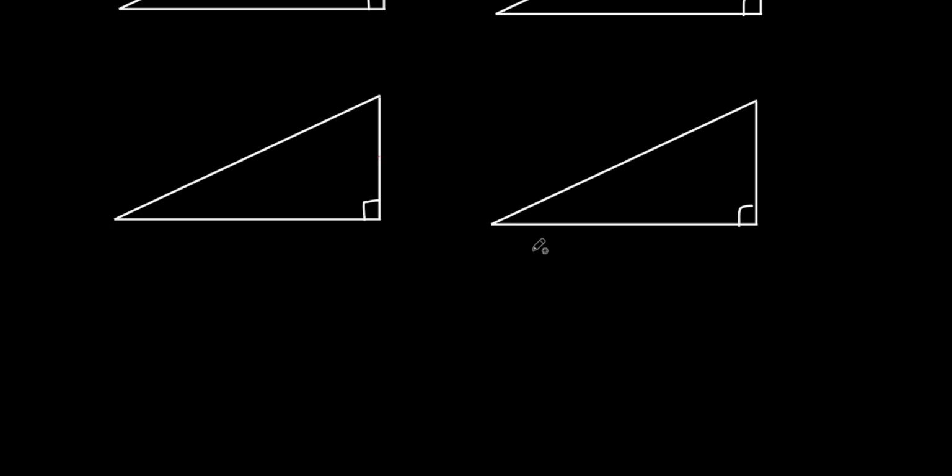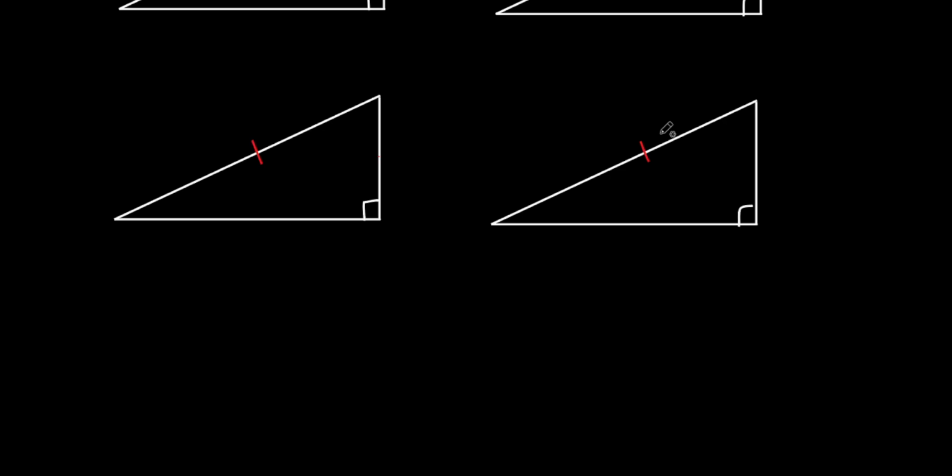Okay, now what if they give you this? Yeah, let's do this one. What if they give you this and this? Now, is that a leg of a right triangle? What is it? It's a hypotenuse, that's right. Why is that a hypotenuse and the other one was a leg?